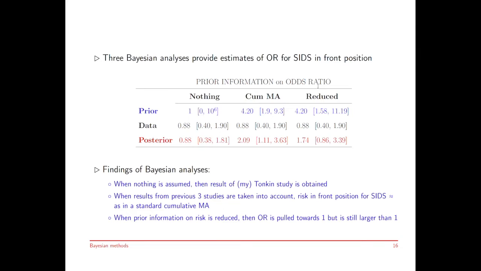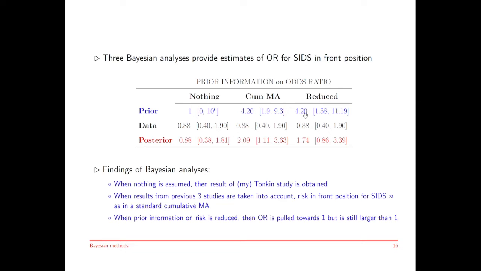And here you can see 3 Bayesian analyses, each of them providing an estimate for the odds ratio for SIDS in the front position. You see 3 columns. The first column is when I don't take into account prior information. The second column is when I take the information of all 3 previous studies into account. And the third column is when I take into account the reduced information from the 3 previous studies.